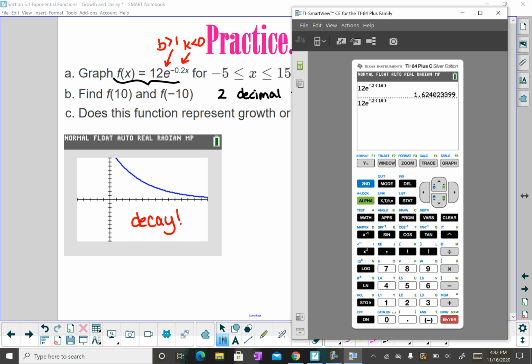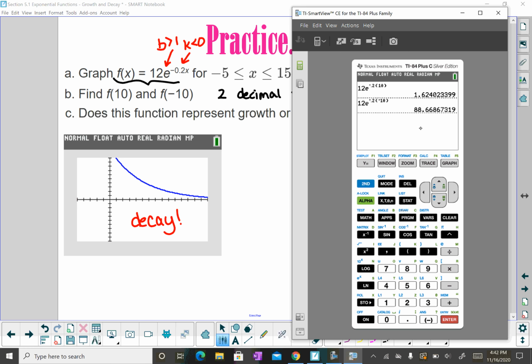Next, I want to type in the same thing, but I want a negative in front of my 10. So I hit second enter there to bring that up again. And you can insert in your calculator. I don't know if we've done this before. If you hit second and then the delete button, it'll allow you to insert something. That's that INS there. Hit enter, and there we go.